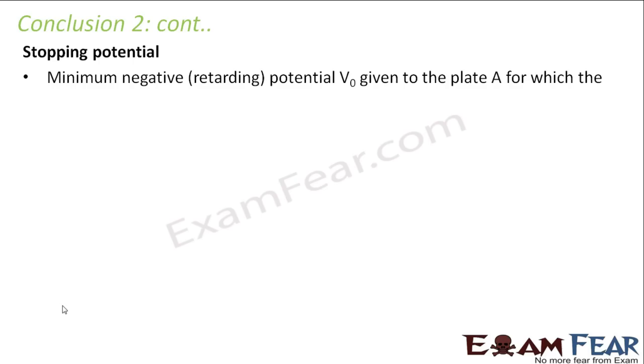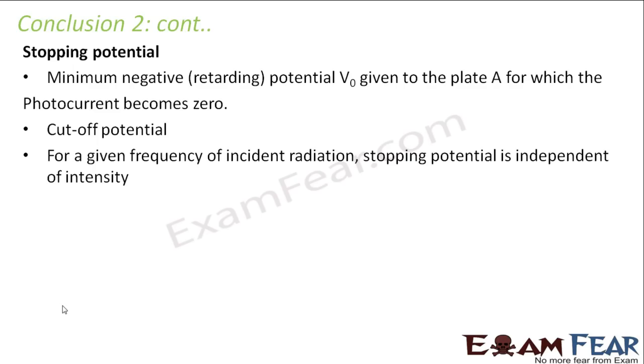Stopping potential is the minimum negative potential or retarding potential given to a plate for which the photocurrent becomes zero. It is also known as cutoff potential because at this point the photocurrent is getting cut off. That is why it is called cutoff potential.